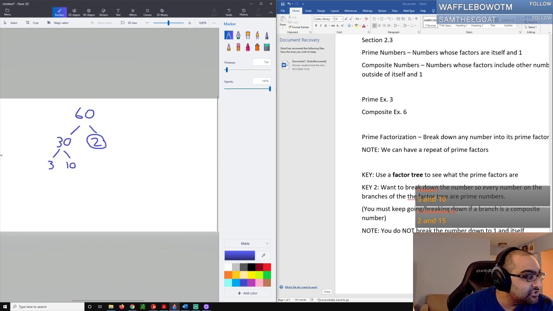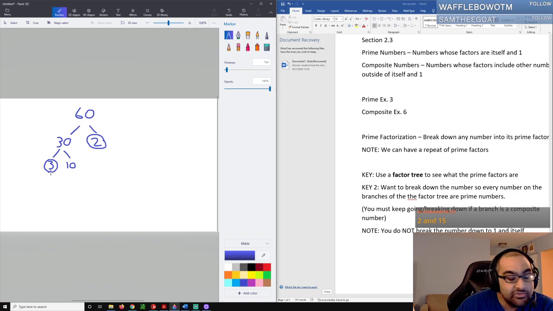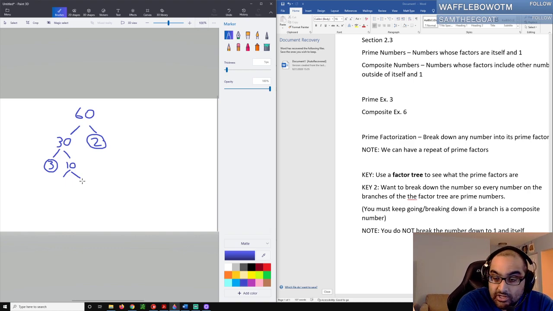All right. So as we see here, 3 is going to be circled. Again, we know that 3 is a prime number, so that part of the branch is done. However, we can break this 10 down even further. Besides 1 and 10, there are 2 more numbers that equal 10. So what 2 numbers multiplied together equal 10? That's not 1 and 10.